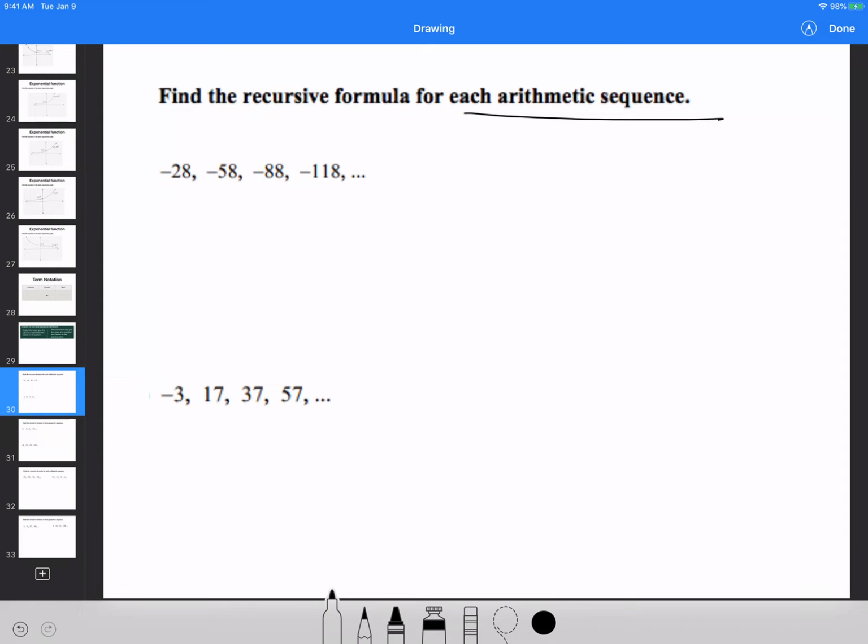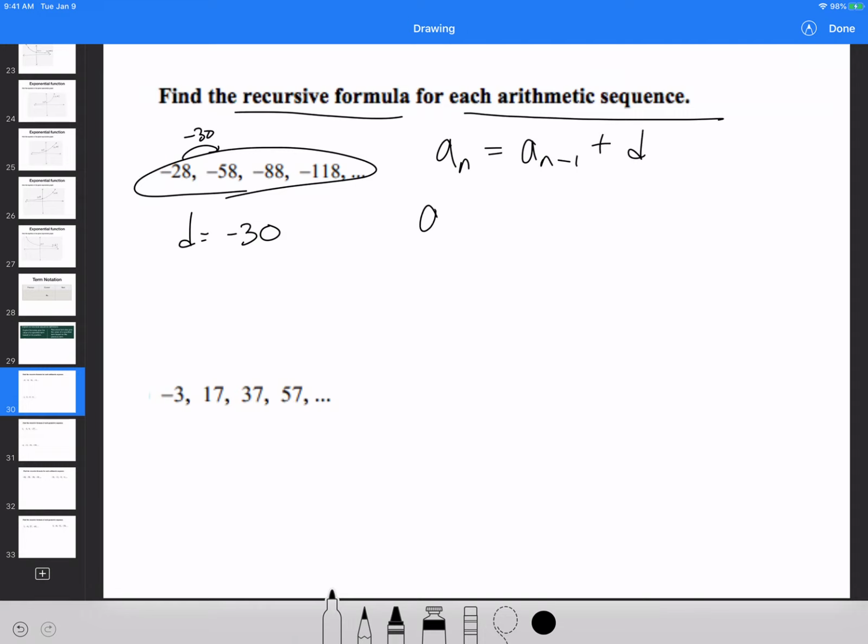All right, so we're talking about an arithmetic sequence, and let's take a look at this sequence here. What's my common difference? My common difference is negative 30, because it seems like I'm subtracting 30 all the time. And so I can simply use my recursive formula expression, a sub n equals a sub n minus 1 plus d. So my recursive formula will be a sub n is equal to a sub n minus 1, the previous term, minus 30.